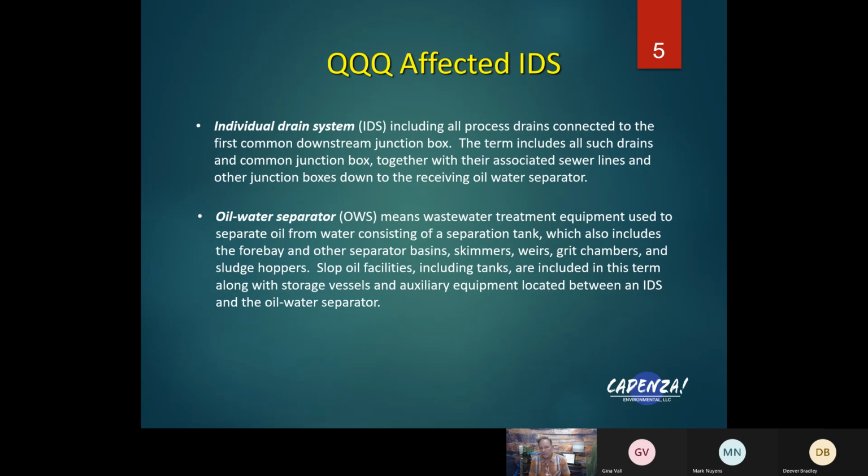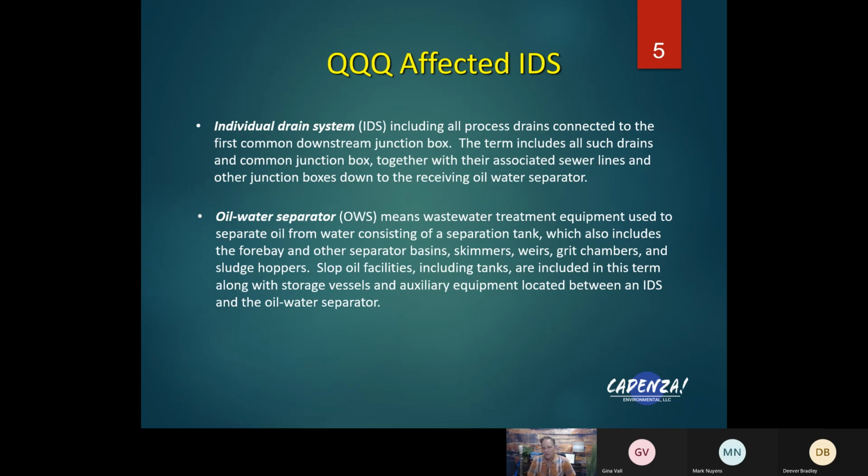The QQQ affected IDS. I just want to explain, these are the actual definitions in the rules themselves. An individual drain system includes process drains connected to the first common downstream junction box, and I've got a diagram of that. It includes drains and common junction box together with associated sewer lines and other junction boxes down to the receiving oil water separator. I'll explain that in a moment.